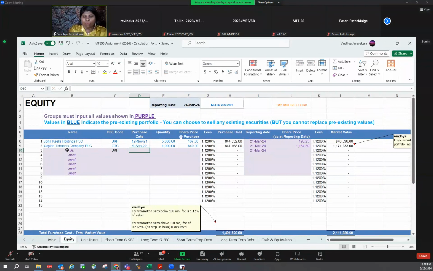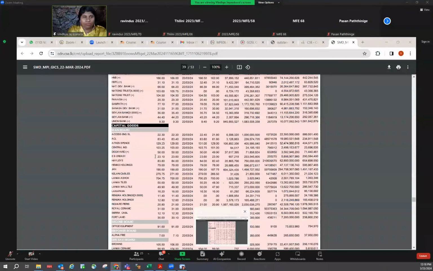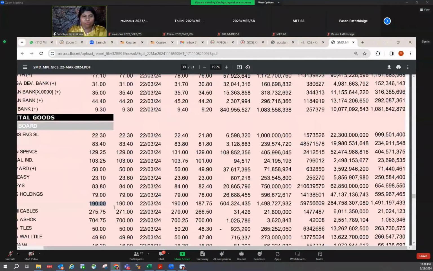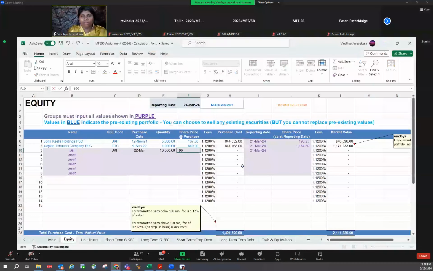And you say, I'm investing on the 22nd of March, 2024. I want to buy 10,000 shares of John Keells at what price? At 109. That's the closing price of John Keells on 22nd of March. So I say at 190. Once I enter 190, these are automatically calculated for you. So you don't have to do a lot of calculations.